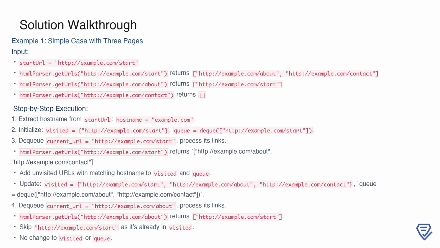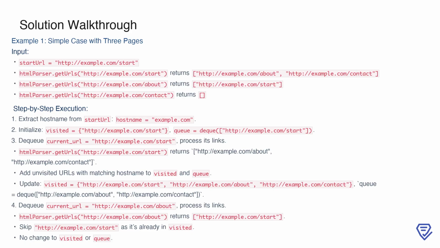For http://example.com/about, it returns a single link, which is back to the start page, and for http://example.com/contact, it returns no links. Now, the first step is to extract the hostname from the start URL, giving us example.com.